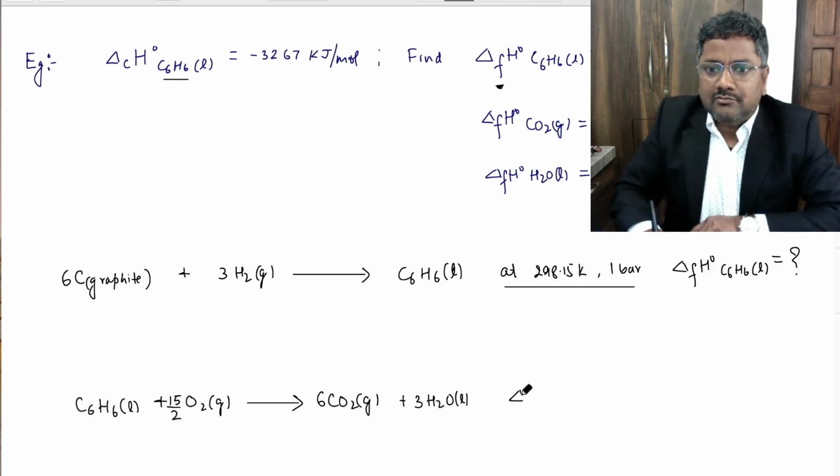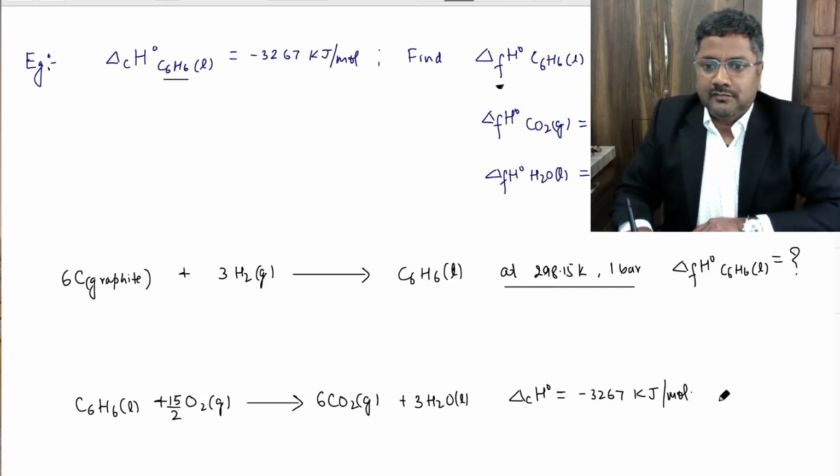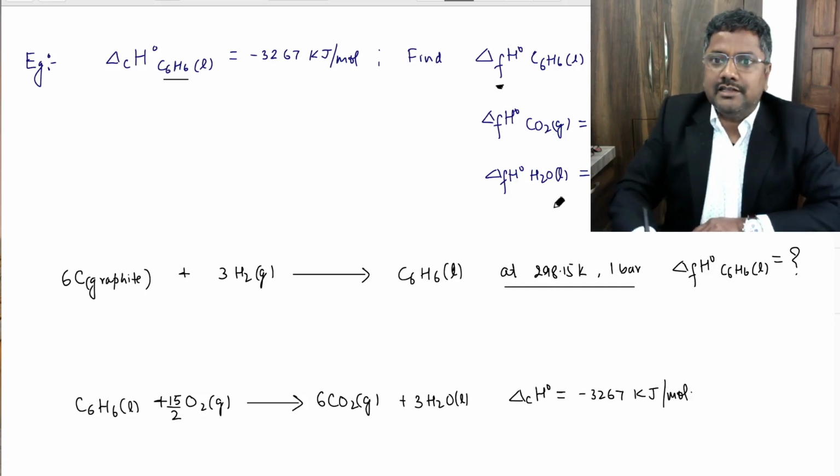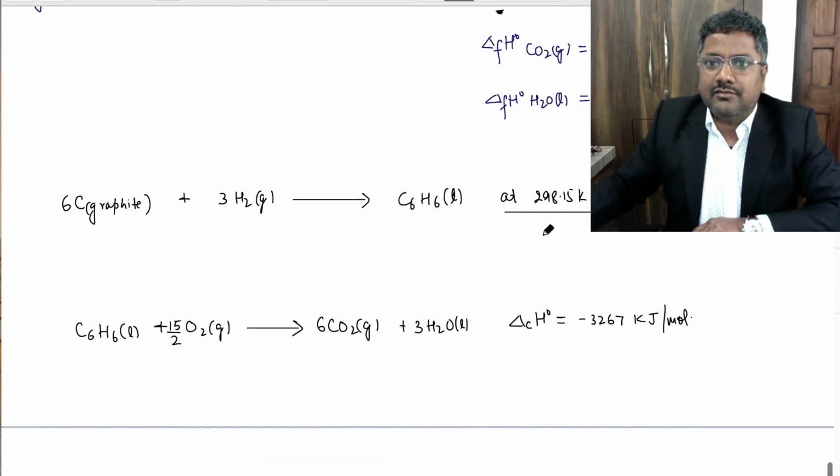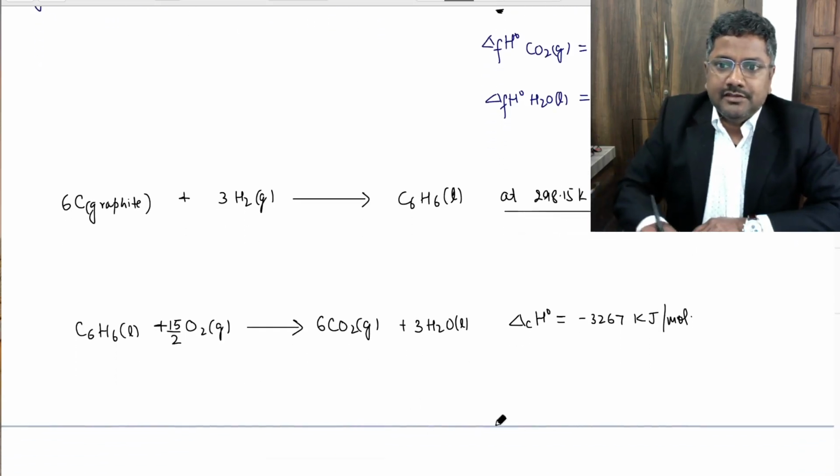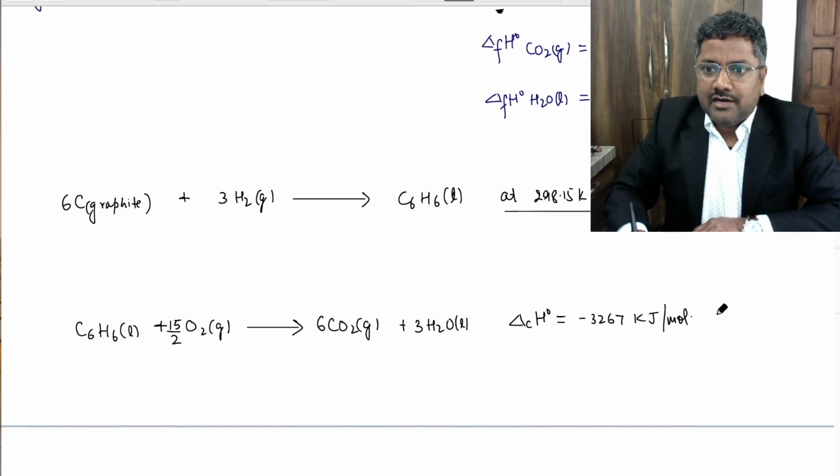And the combustion data is given here. For this reaction, the enthalpy change is given as minus 3267 kilojoules per mole, right? Very good. Now design the equation for the formation of carbon dioxide. So this is the combustion of benzene.